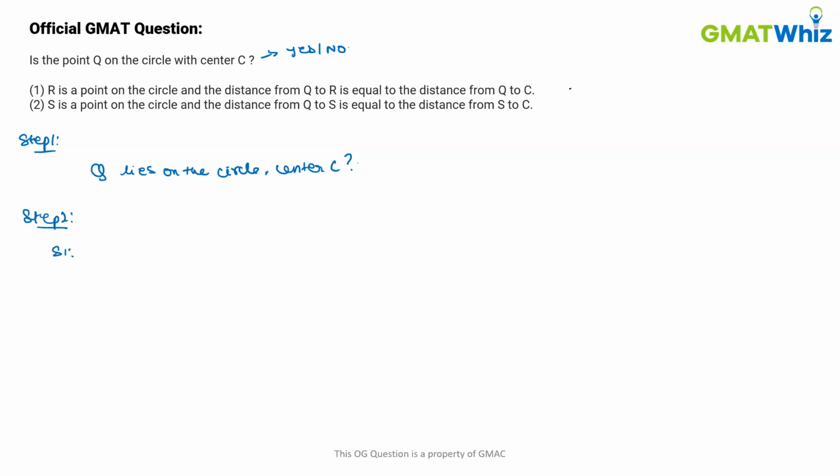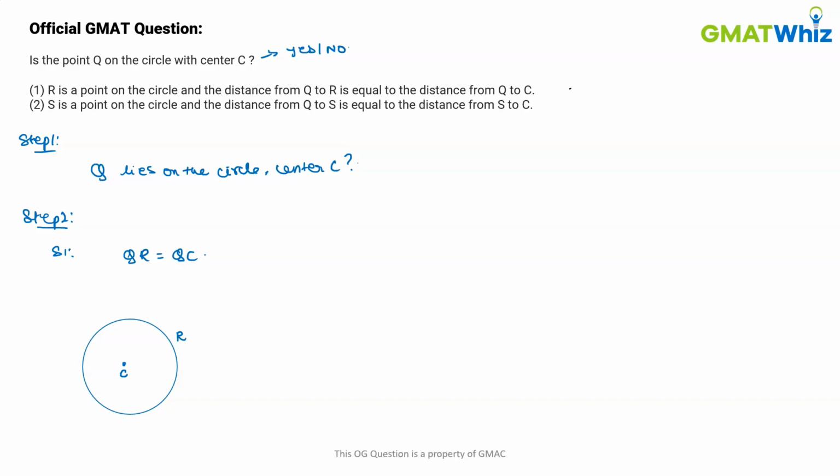Now, as per statement 1, R is a point on the circle and the distance from Q to R is equal to the distance from Q to C. This means that statement 1 tells me that QR equals QC. Now let's take a diagram. Since C is the center of the circle, let's draw that, and R is a point on the circle. Let's draw that as well.